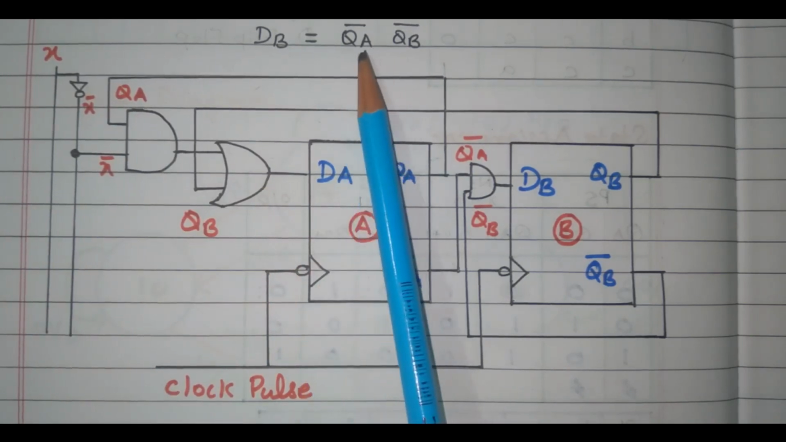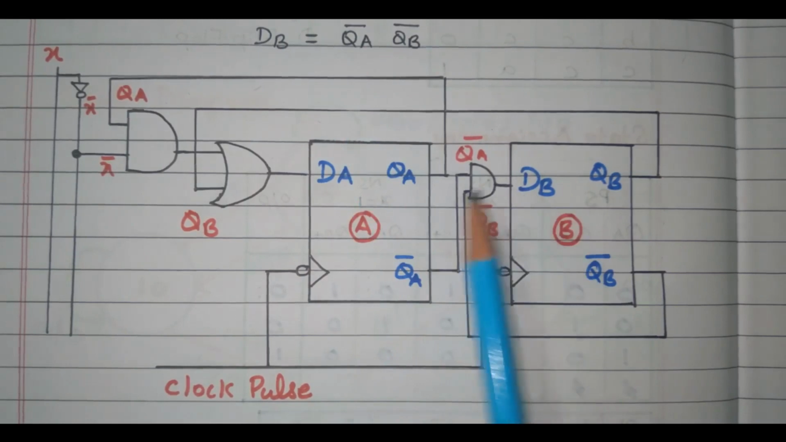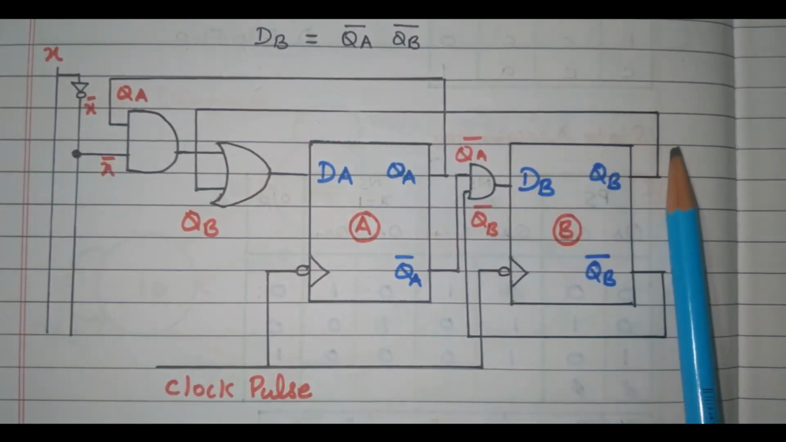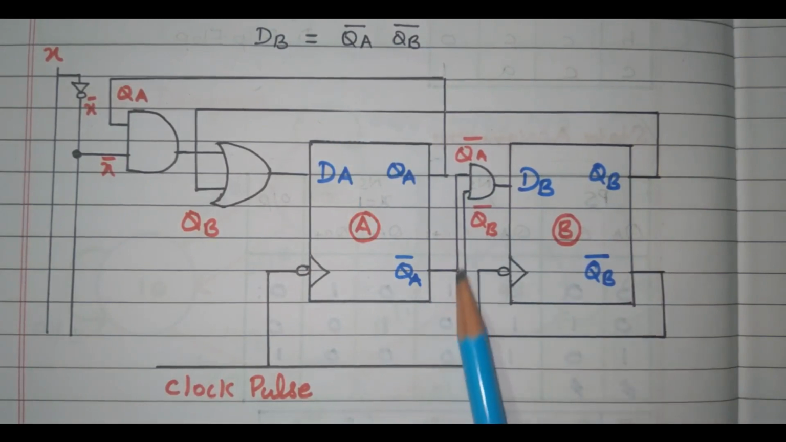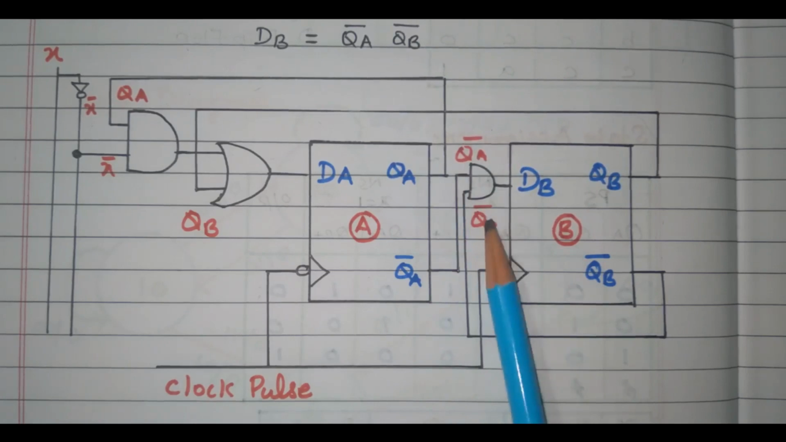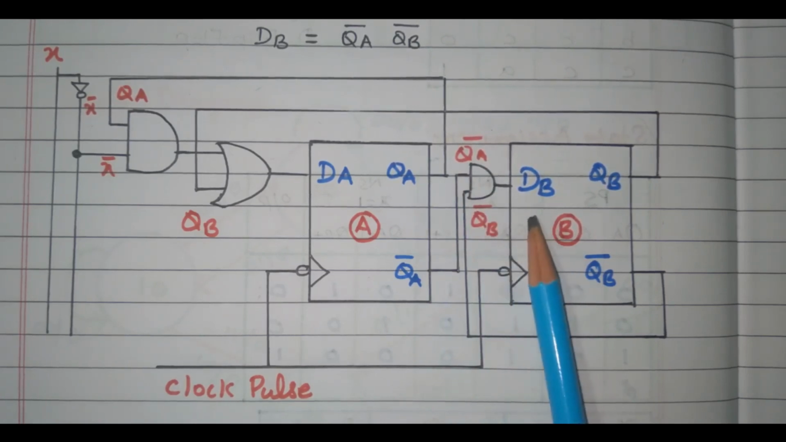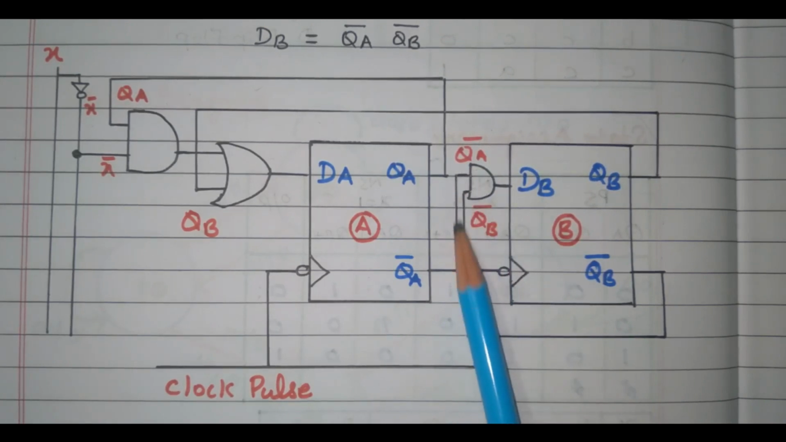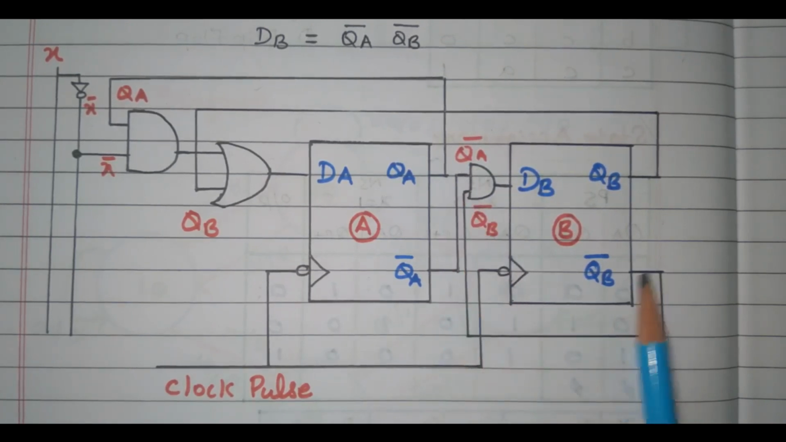Similarly, what is DB? QA bar QB bar, right? See this QB bar is taken as one of the inputs and QA bar is taken as the other input. So both are multiplied and given as DB, right? So DB is nothing but QA bar QB bar. QA bar is available here, QB bar is available here. Now we have designed the logic circuit.